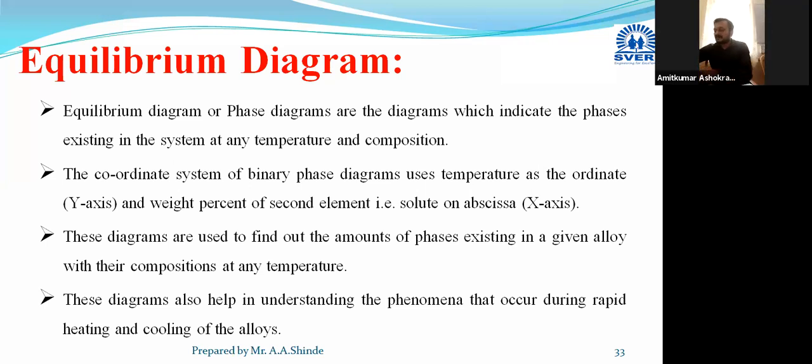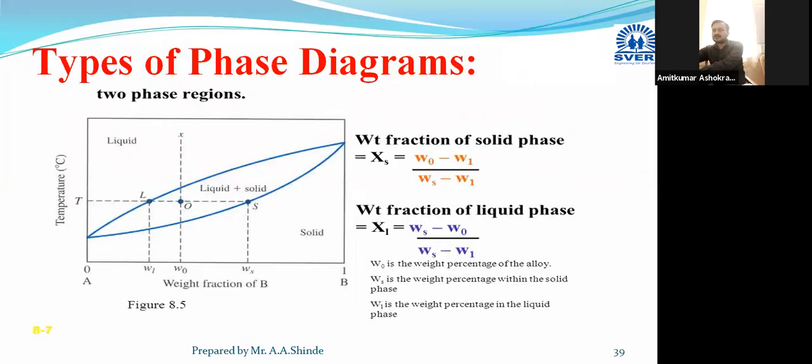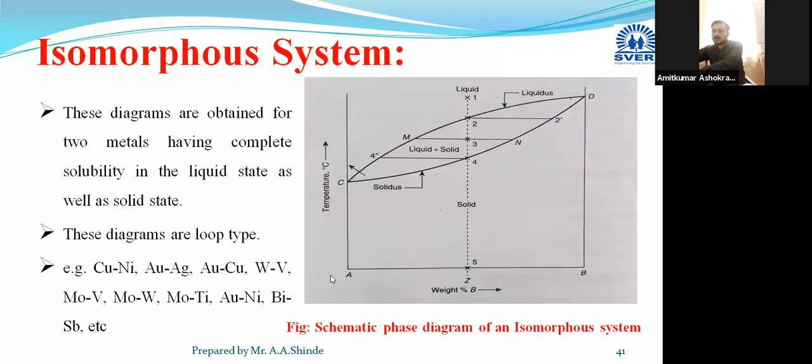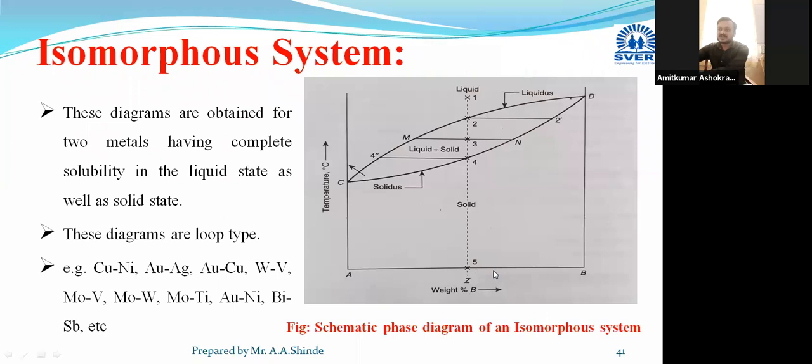Now I will show you one example of the equilibrium diagram. On the x-axis, the abscissa, the weight percentage of the alloying element is plotted, and on the y-axis, termed the ordinate, temperature is plotted. Then for any given temperature and composition, with the help of this diagram you can find out the phases existing in the system.